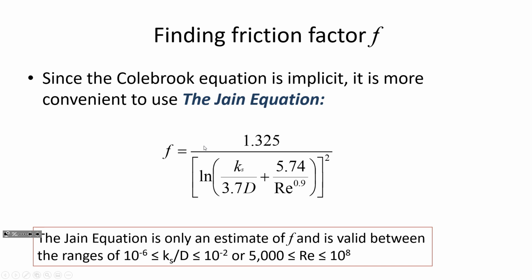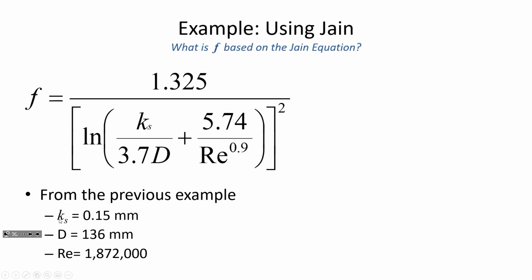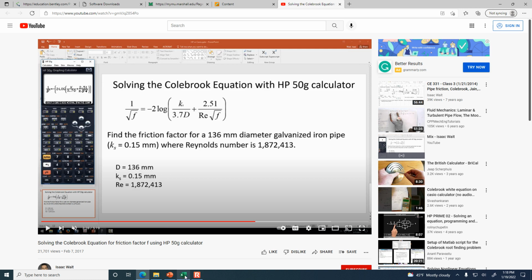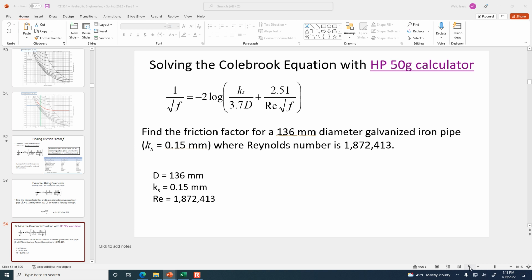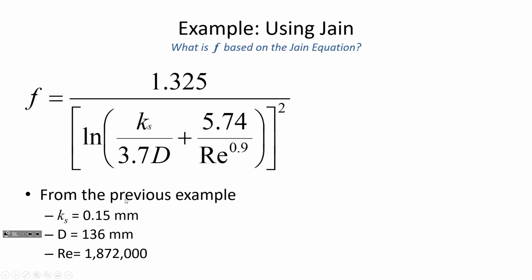So think about that same example we had just a moment ago, and if we want to solve the Jain equation, previously we had a k sub s of 0.15, a diameter of 136 millimeters. The Reynolds number that we got was 1.87 times 10 to the 6th. So here, this is saying let's practice using the Jain equation for this same example. So I'm going to pause for a second and give you a chance. Solve for f using this Jain equation and see how it matches up.